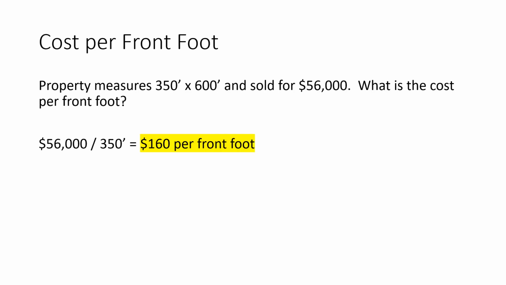Cost per front foot. A property measures 350 feet by 600 feet, and it's sold for $56,000. What is the cost per front foot? Now, first of all, I want to remind you that the very first number is your front feet. So you're dealing with 350 feet. So all you do is take the cost divided by the front foot, and you've got $160 per front foot.